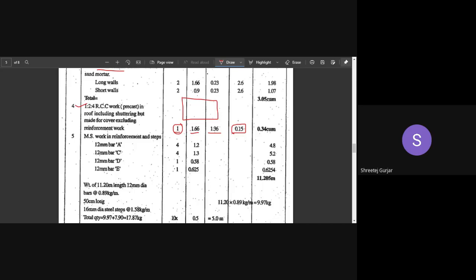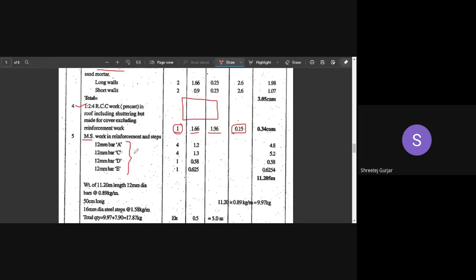Then we need to calculate steel. Whenever we have RCC work, there is some steel provided in your RCC. As the name suggests, it is reinforced cement concrete. We need to calculate the reinforcement which is provided. So here, mild steel work in reinforcement and steps. This is how we have got A, B, C, D, and E.